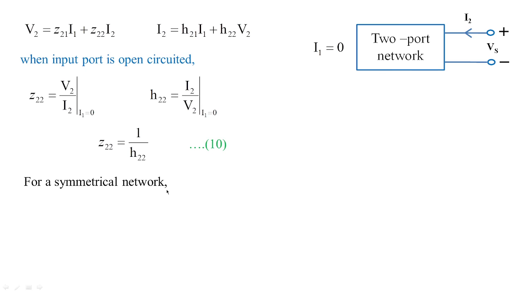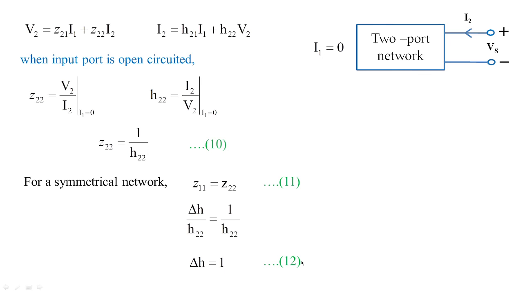Now for a symmetrical network, Z11 should be equivalent to Z22, right? So we have taken the value of Z11 and it is obtained to be delta H by H22, and Z22 is equal to 1 by H22. Hence, delta H is equal to 1. Now this is the symmetry condition for H parameters. This we are treating as equation 12.